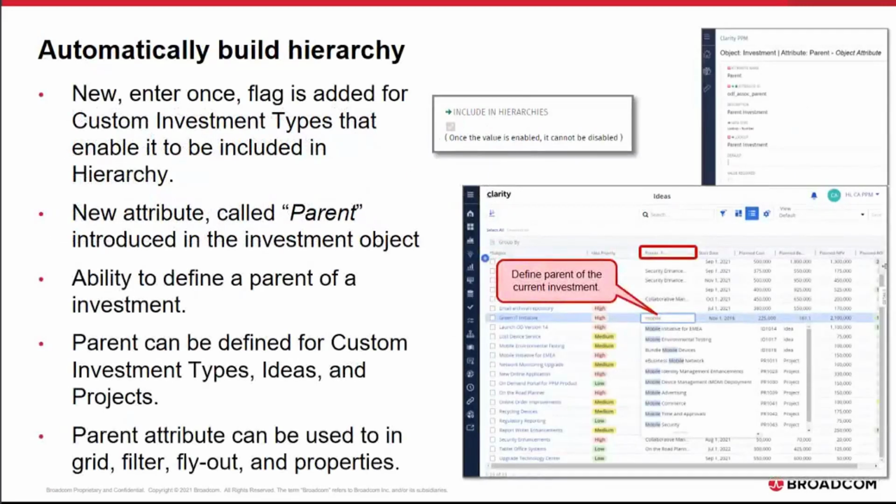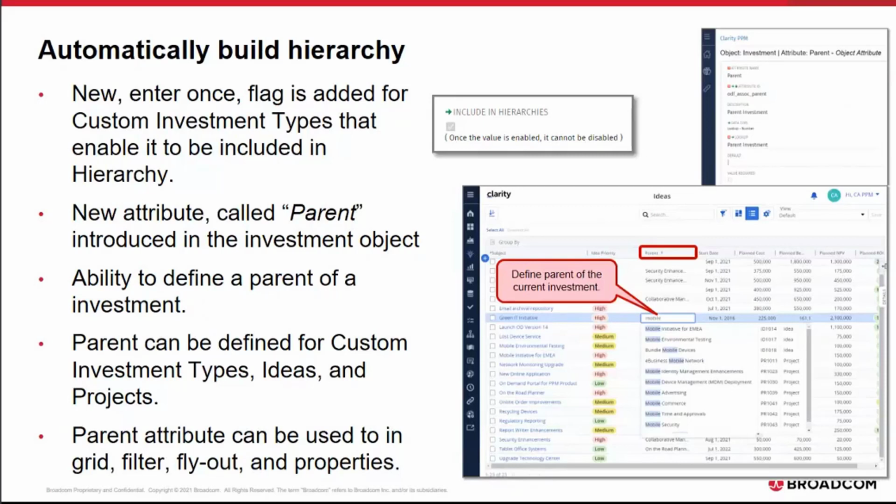Talking about how to automatically build hierarchy. In order to enable automatically building of hierarchy, we have introduced a new EnterOnce flag in the investment object. This flag allows the users to populate the parent of a specific object instance. This attribute called parent is available and will display all the investments across the different investment types. It'll display investments from custom investment types, ideas, and projects.